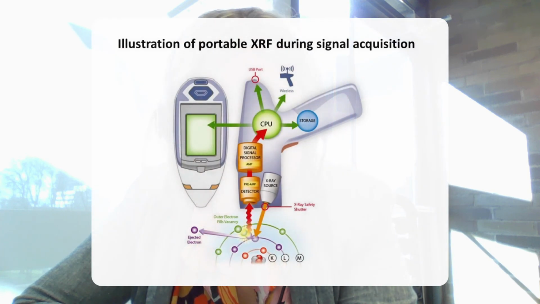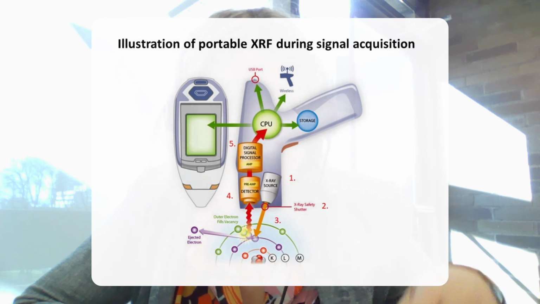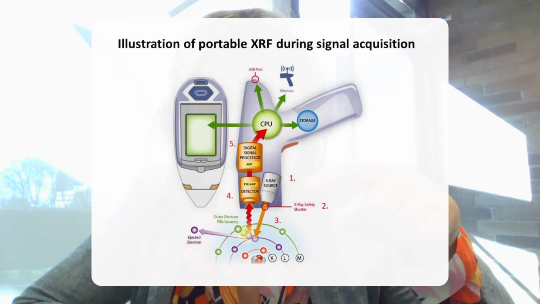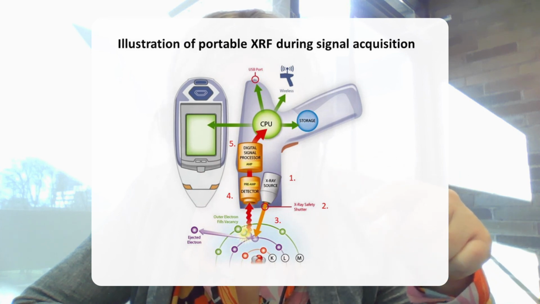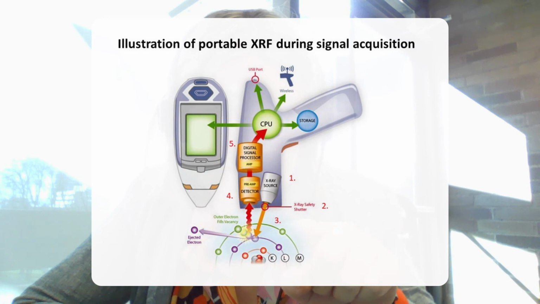This cartoon illustration shows the inside of a typical portable X-ray fluorescence instrument. Now, the 5 blocks of the diagram are numbered and arranged in a clockwise order. We have 1, the X-ray source, 2, the location of the filter, if one is used, 3, the sample, 4, the SDD detector, and 5, the signal processor and readout.